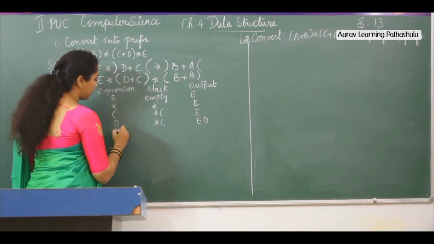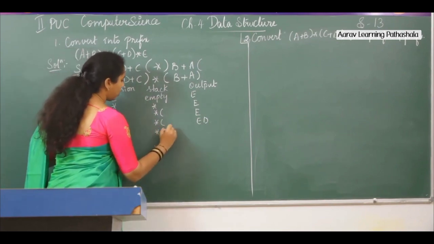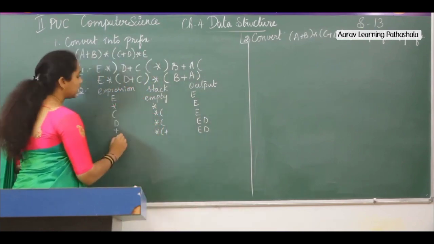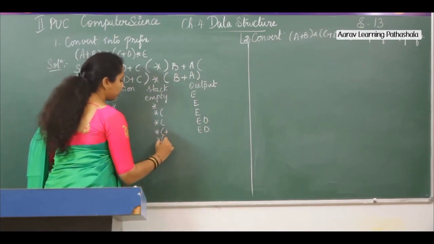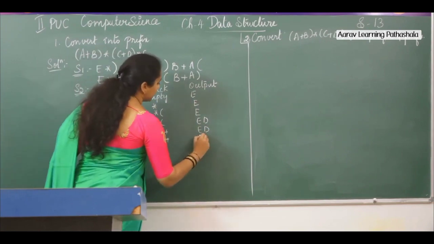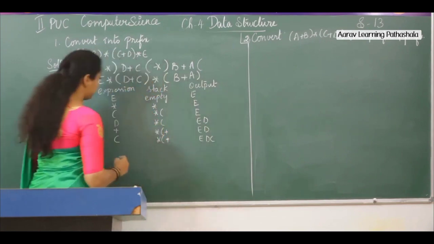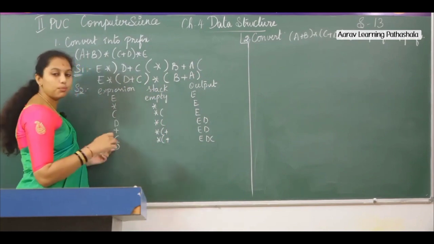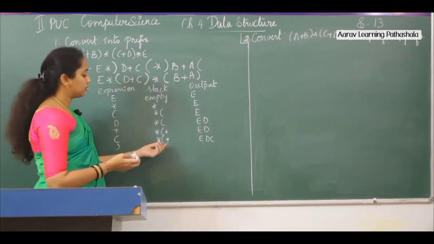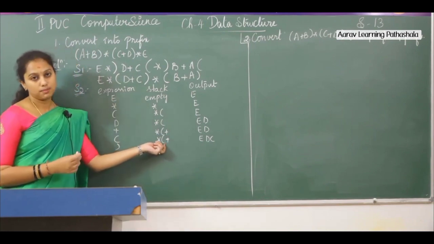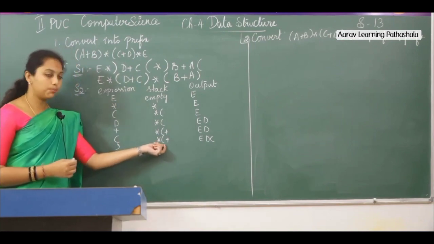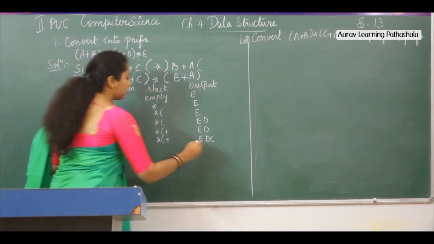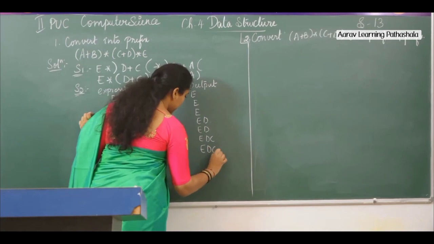Next plus is an operator, I am going to push this operator into the stack. Next C is an operand, I am going to output it. Closing parenthesis, so here what we have to do, we have to pop out all the operators from the stack until we get this closing parenthesis, and then we have to pop out this closing parenthesis and then we have to discard it. So EDC plus.